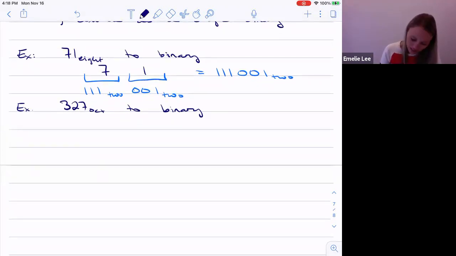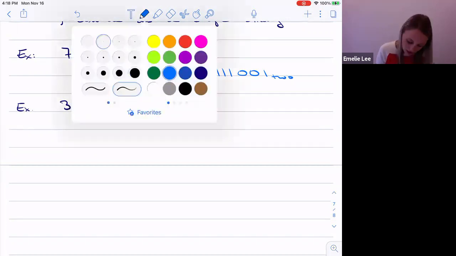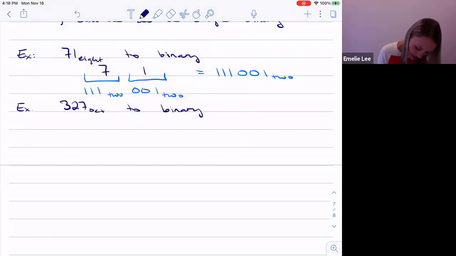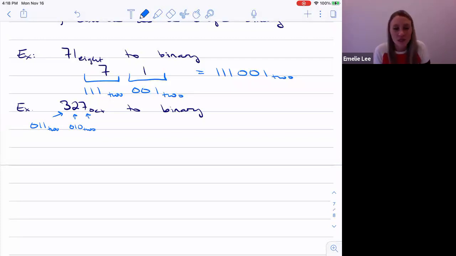So 3 is going to be replaced with 0, 1, 1 base 2. I'm just going to write it out. 2 is 0, 1, 0 base 2, which we already established when we were adding. Call it 10, but 1, 0. And 7 is 1, 1, 1 base 2.